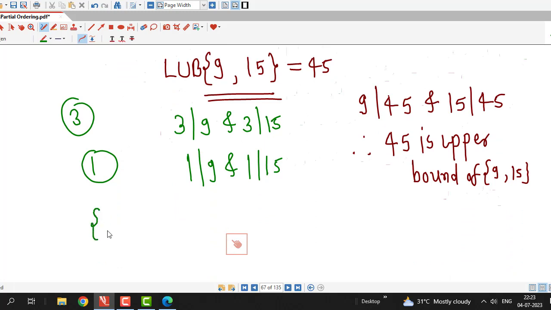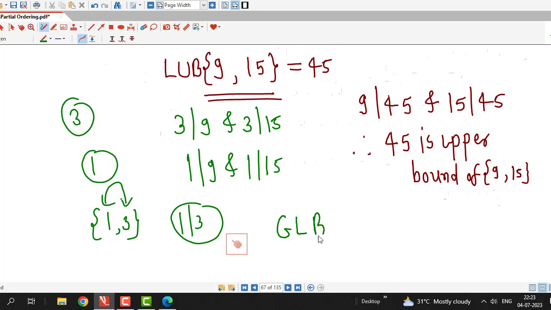In the set of lower bounds we have 1 and 3, and we are interested in the greatest lower bound. We know that 1 divides 3, therefore 1 is related to 3. Therefore the greatest lower bound of 9 and 15 turns out to be 3, because 3 is a lower bound, and we have another lower bound 1, but 1 divides 3. Therefore 1 is related to 3, and therefore 3 is the greatest lower bound.